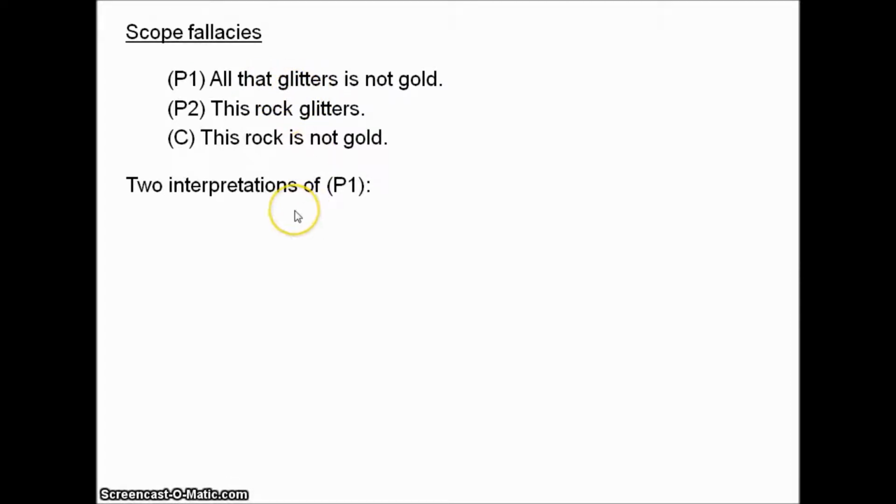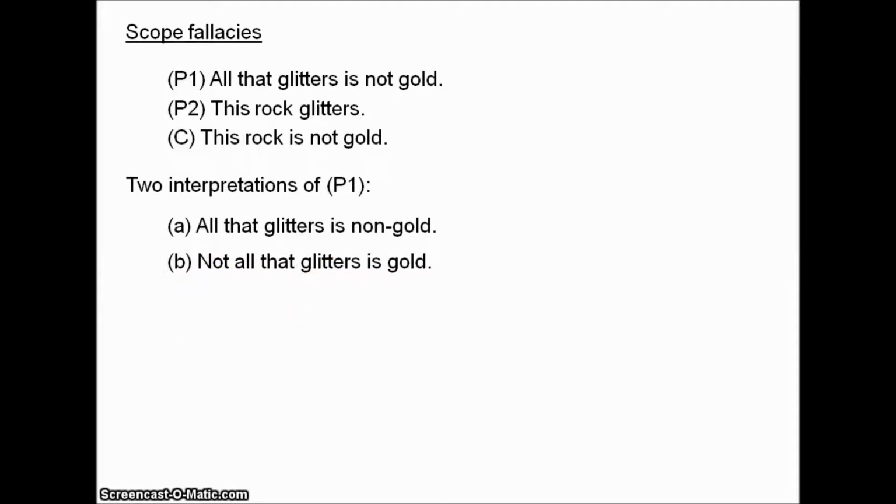We may interpret it as attributing a property to all glittering things. So, in other words, all that glitters is non-gold. This interpretation is probably the most straightforward, but it's wrong. The statement should be interpreted as denying that all glittering things have a certain property, so not all that glitters is gold. So in other words, there are some things that glitter that are not gold, but some things that glitter could still be gold. I mean, obviously, this is simple stuff.